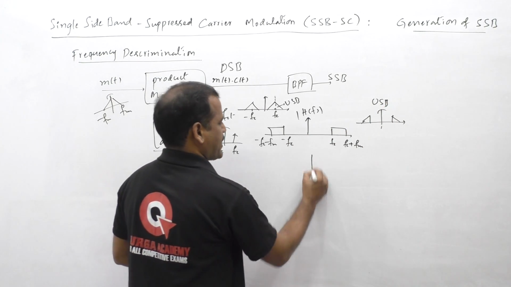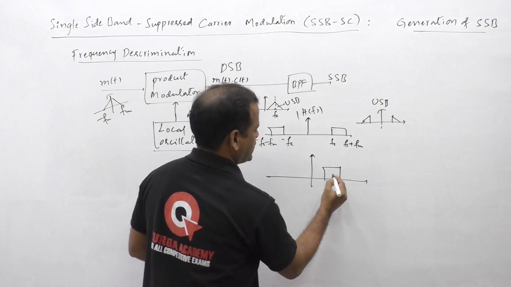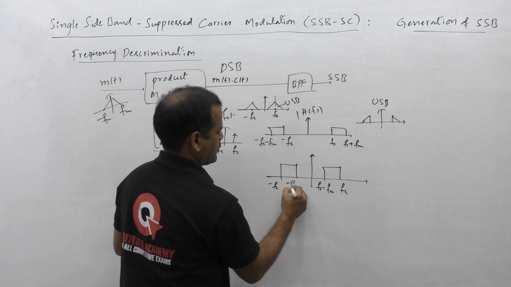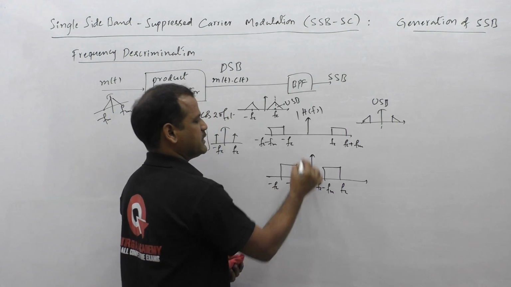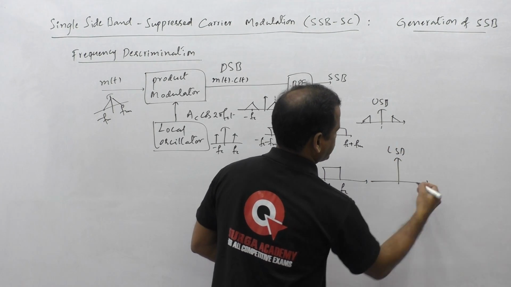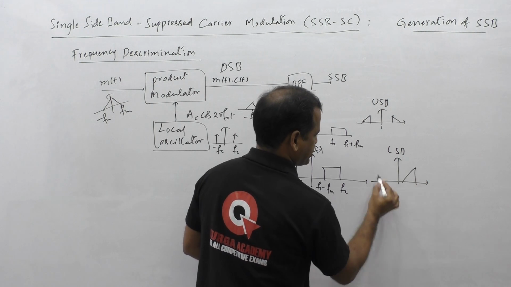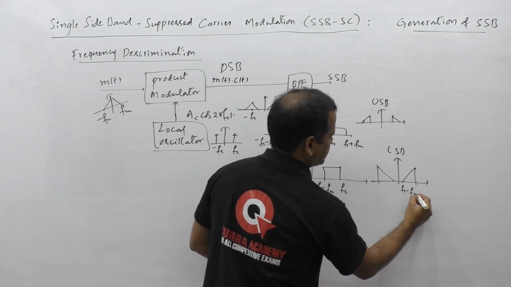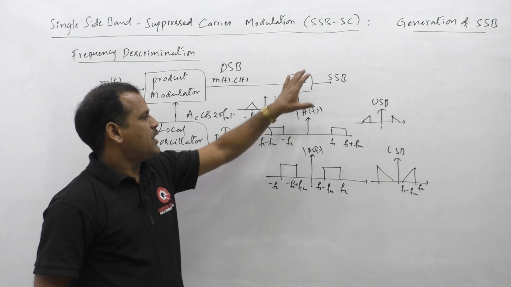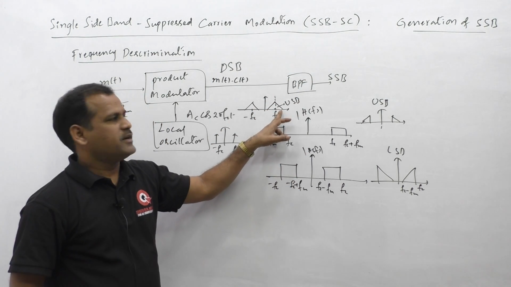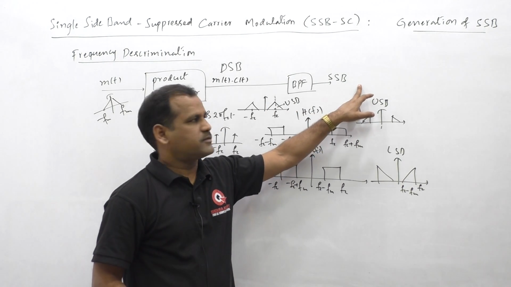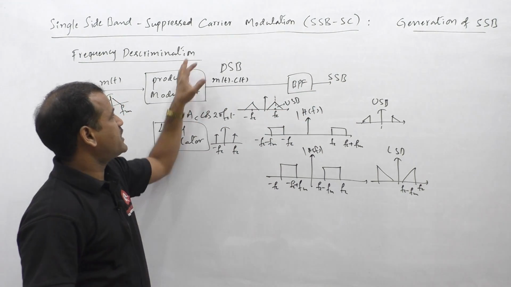If the pass band range is from fc to fc minus fm, like this, then at the output we will get the LSB SSB with spectrum ranging from fc minus fm to fc here. So based on the pass band of this band pass filter, we allow the required sideband from the DSB and attenuate the unwanted sideband to generate a single sideband at the output of this modulator. So this is the frequency discrimination method to generate the SSB signal.